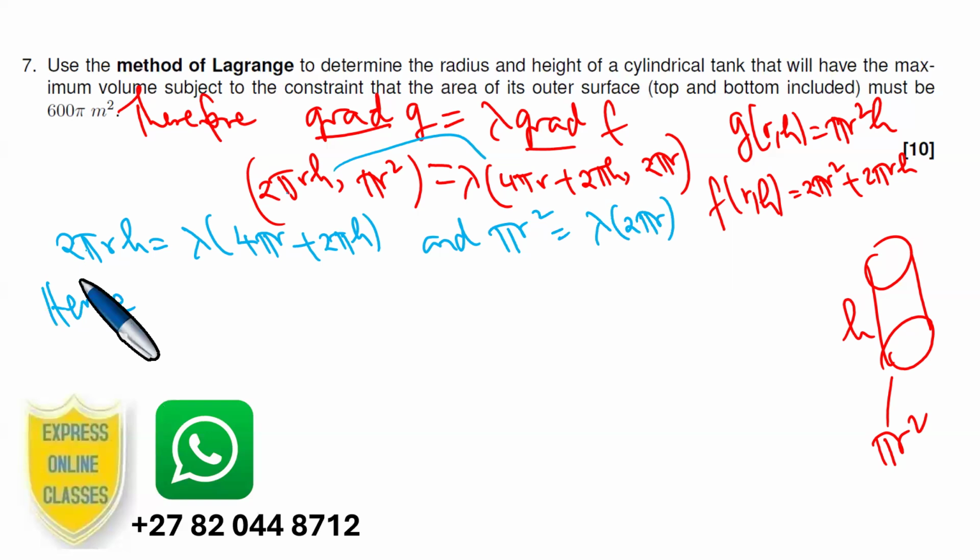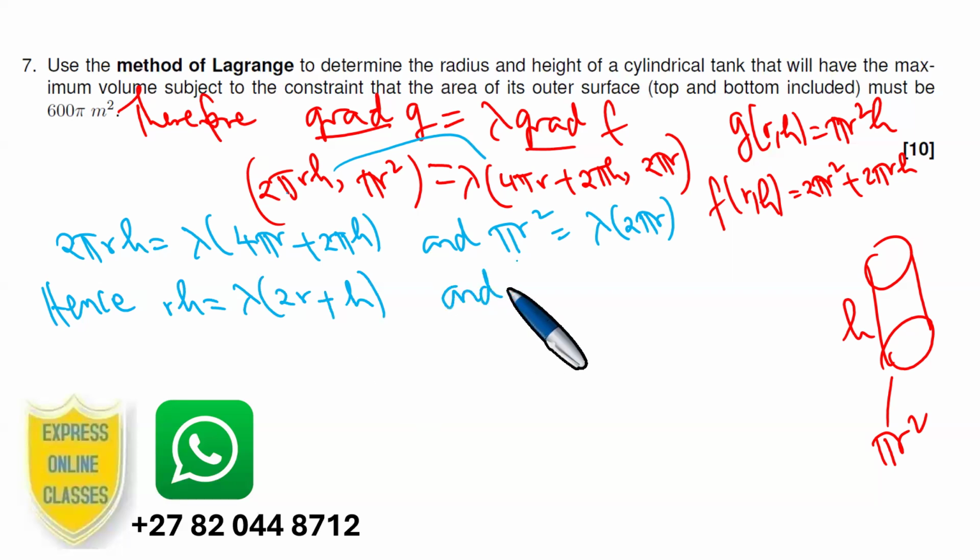Hence, we divide through by 2 pi. If you divide by 2 pi, the 2 pi is going to disappear. It's going to give us r h equals lambda, and dividing this one by 2 pi, it's going to be 2 r plus h. And the second equation you divide by pi r, which gives r equals 2 lambda. This is what we get.